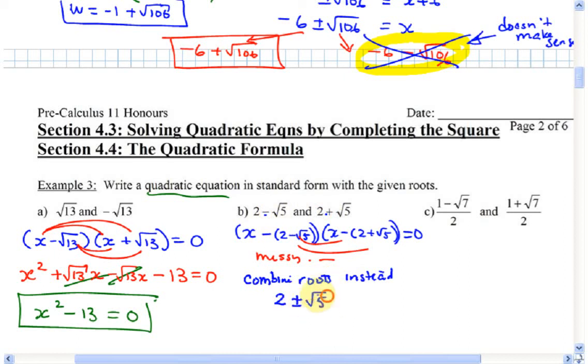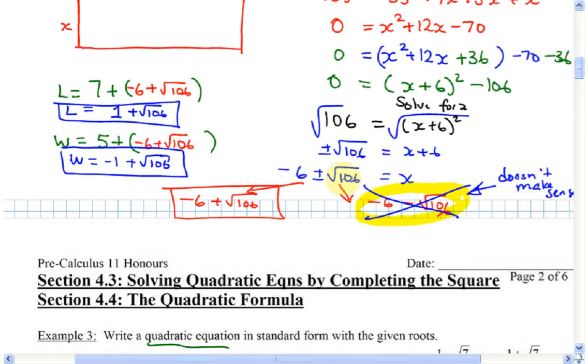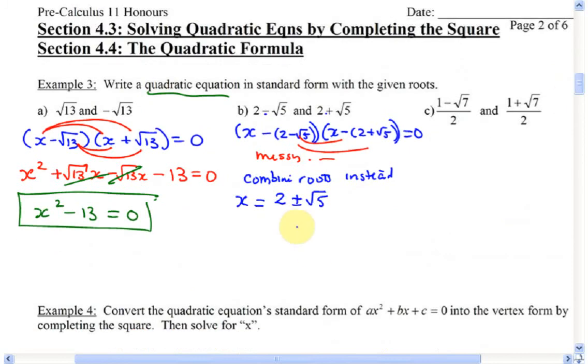Those are your roots. That's what you're telling me. x equals 2 plus or minus root 5. Right? Now, why is this better? Because this looks like one of the answers we got from before. Well, how do we get this? Guess what? We solve for x. In this case, what do you think we want to do? We want to get rid of that square root somehow and solve for x.